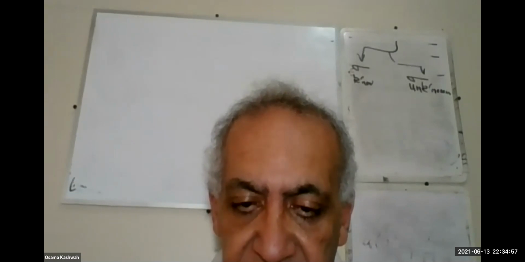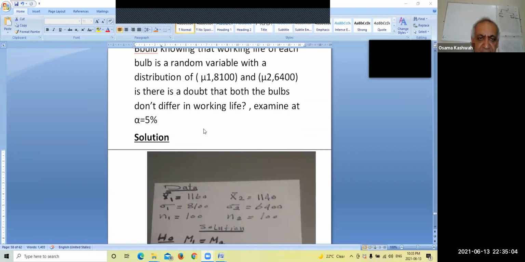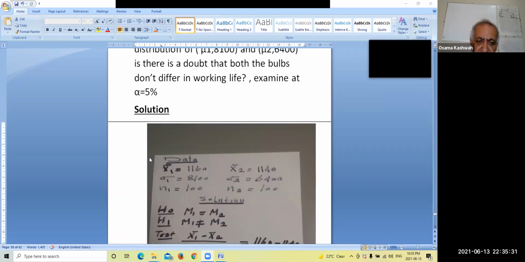I will share the screen to get this example, then I will move directly to my own example. Let's say a factory bought two bulbs, A and B. A sample had been taken of 100 units. Wait a minute, this is a sample. Then the sample is 100 units, more than 30. But I have to wait and see which formula I will apply. Am I going to apply sigma or apply S? Still, I don't know.